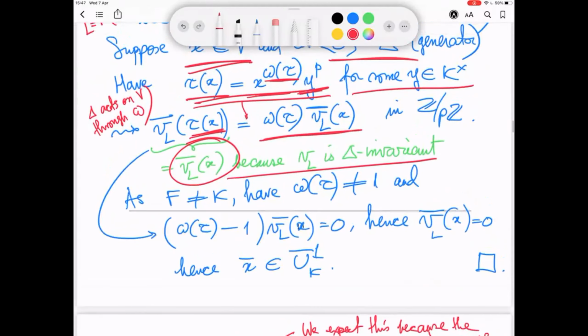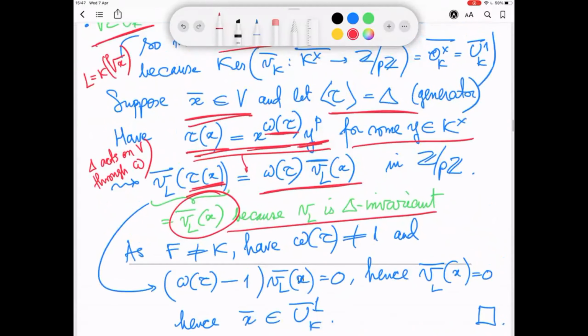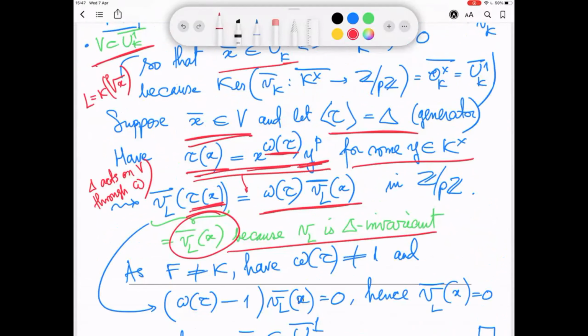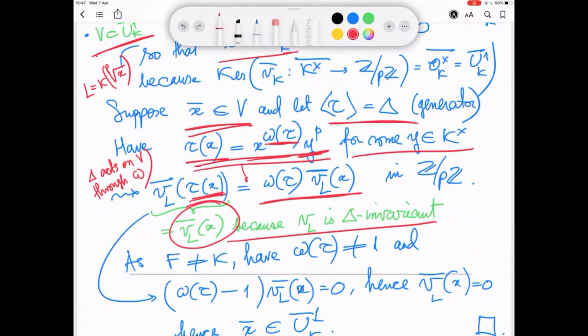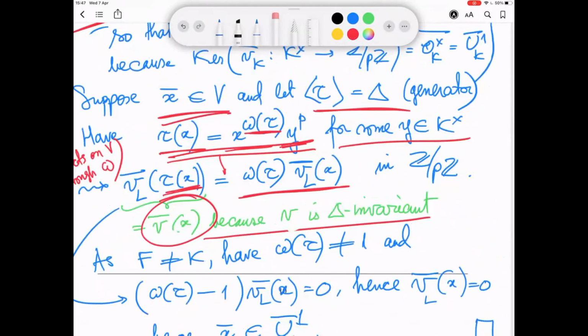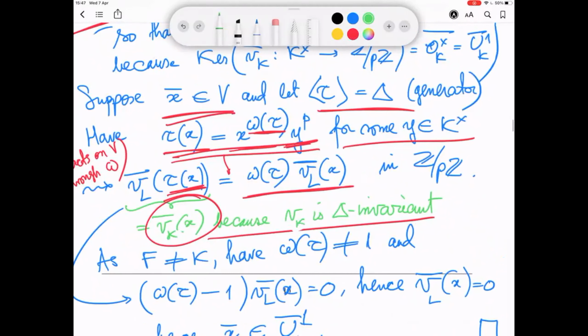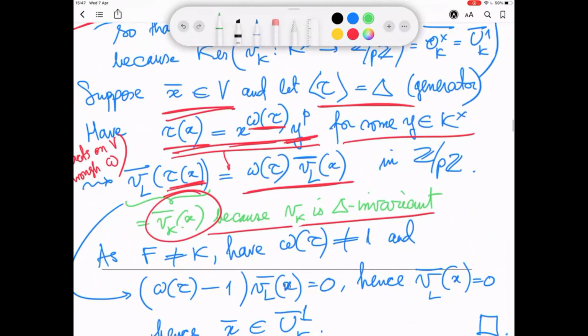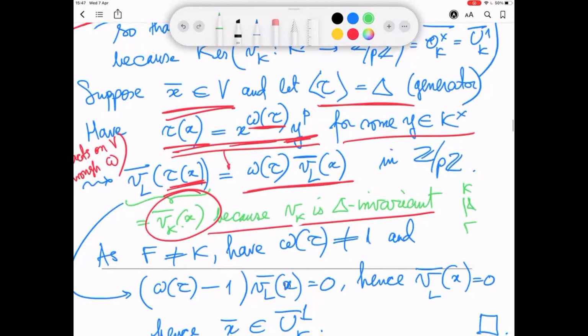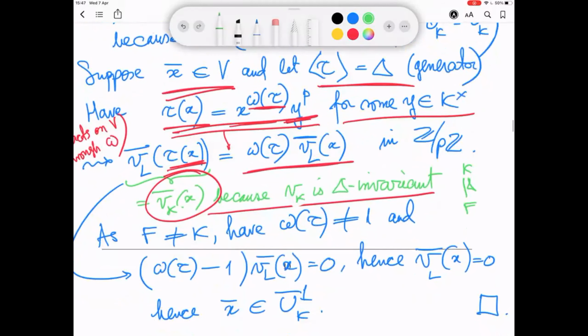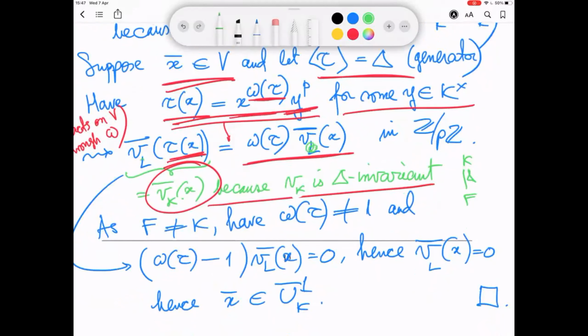Is it L or is it K? I'm a little confused. Let's see. So it has to be tau of x. It's still in K, right? It's not L. Everything is still in K. So the point is this L is actually K. Yeah, VK is delta invariant, and delta is the group here, right? Delta F, right? So here also it's not L, it's K.